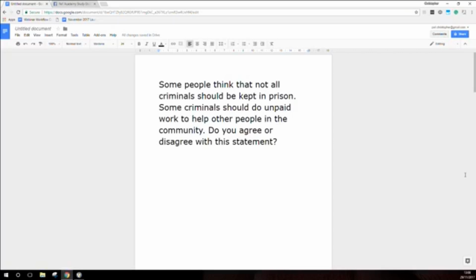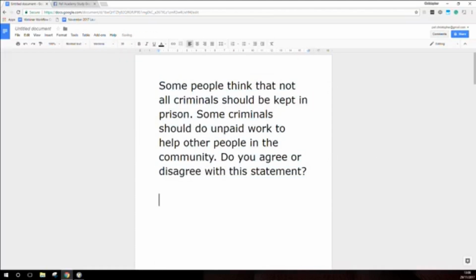Alright, so the first question is: some people think that not all criminals should be kept in prison. Some criminals should do unpaid work to help other people in the community. Do you agree or disagree? What I have to do here, let me enlarge that a little bit, is understand the question first.